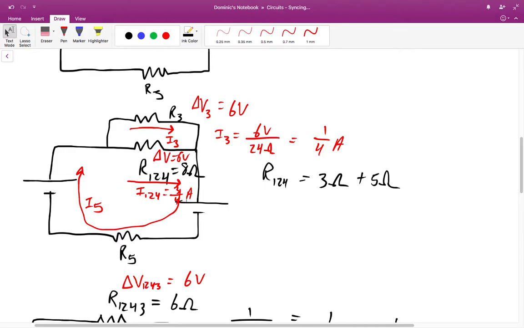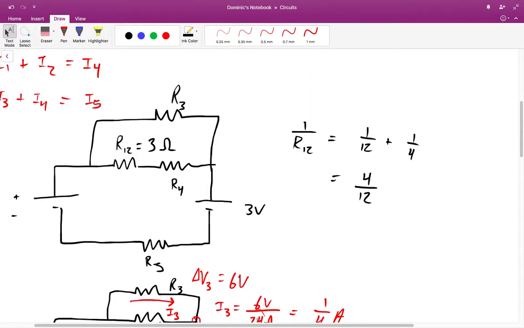amps. Okay, and remember that at this junction, the sum of the current going into that junction needs to be the sum of the current going out. So if we take I3 plus I124, we should get I5, and we do, because 3/4 plus 1/4 is equal to 1 amp, so that works out. All right, I know everything about that circuit. I'm going to keep moving up.